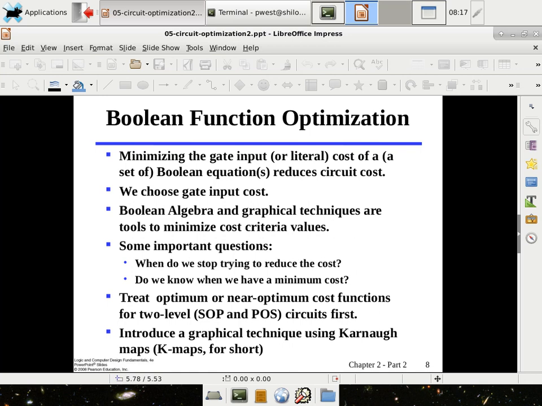All right. But it would be nice if we could have the computer automate this, right? Unfortunately, getting a computer to do Boolean algebra is not exactly an efficient task, at least with current machines. So how do we reduce it? Well, we can treat everything as a 2-level function, aka a sum of products or a product of sums. Remember that? And then we can introduce a graphical technique using Karnaugh maps, K-maps, whatever. They're called K-maps.